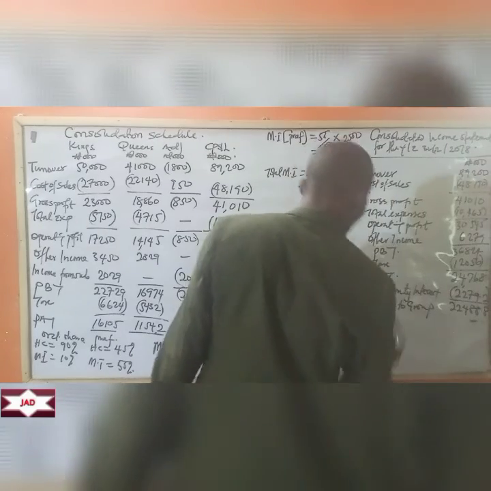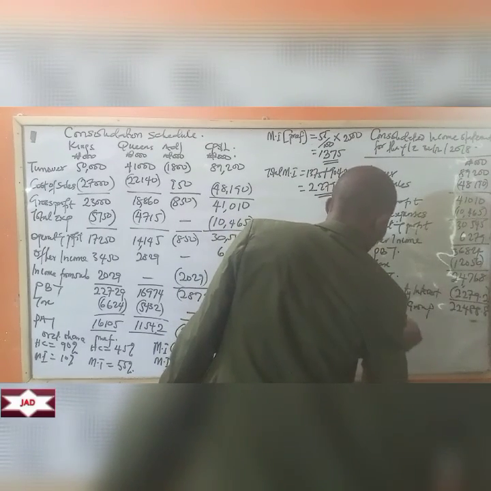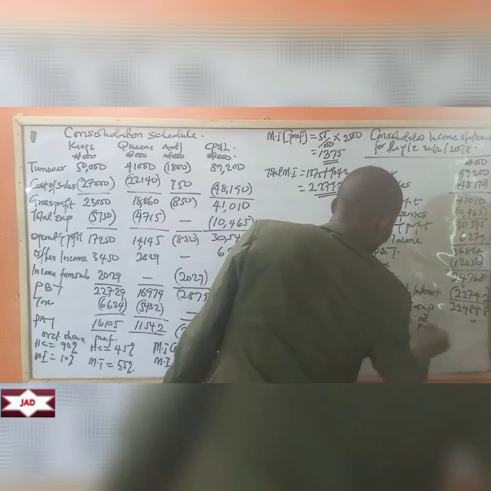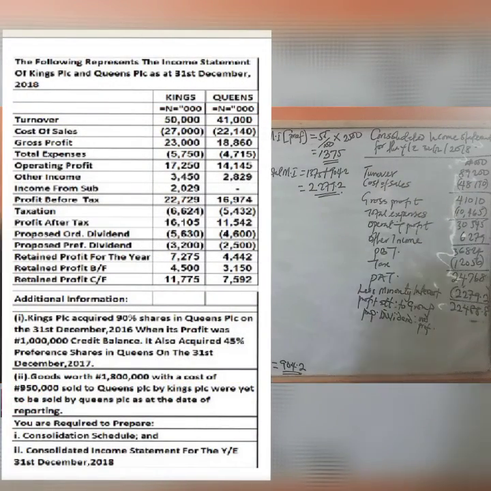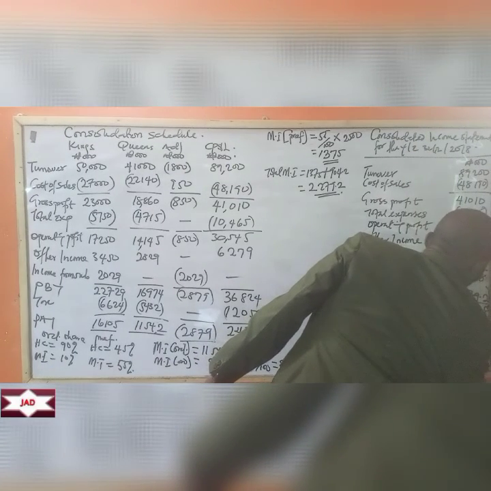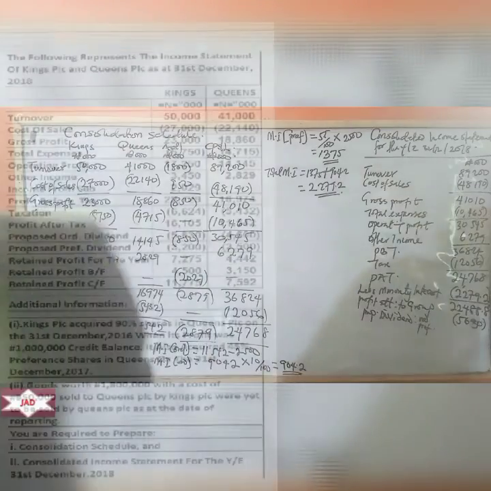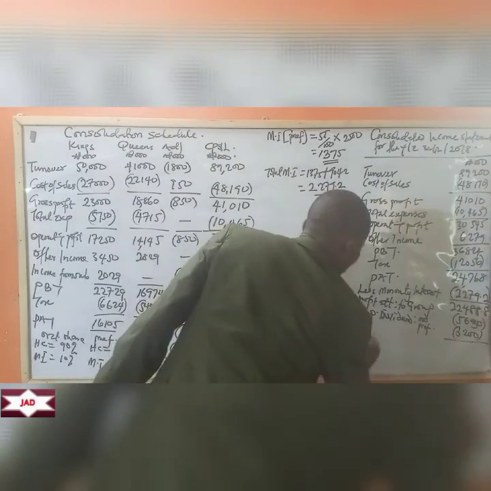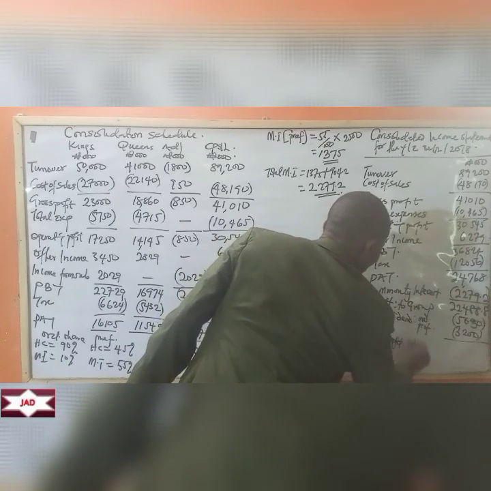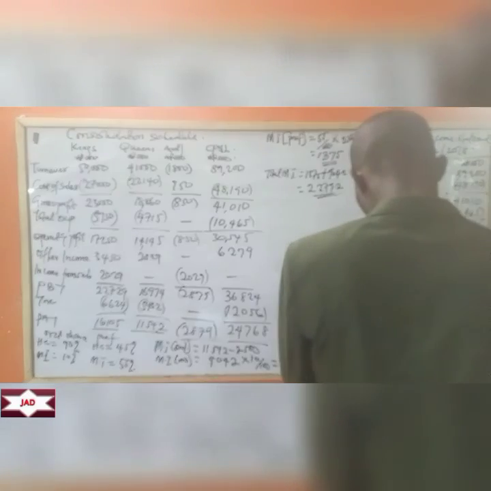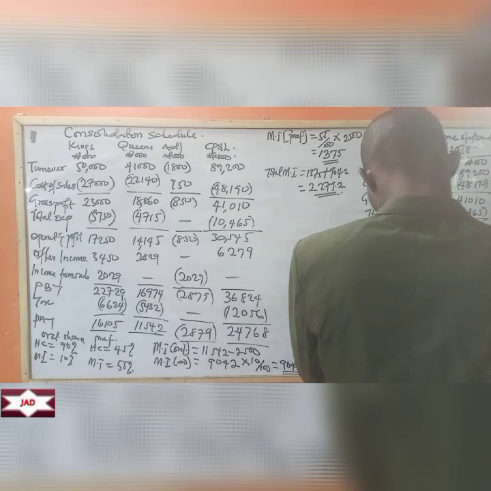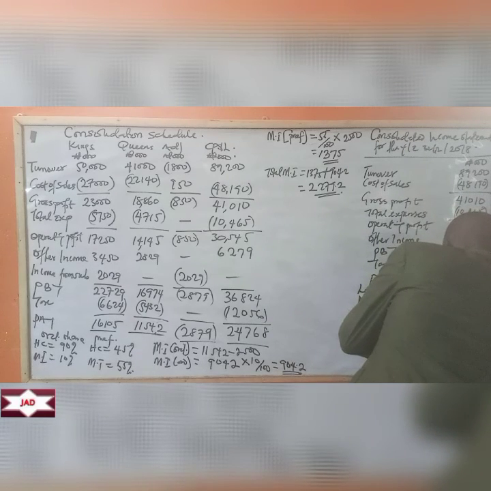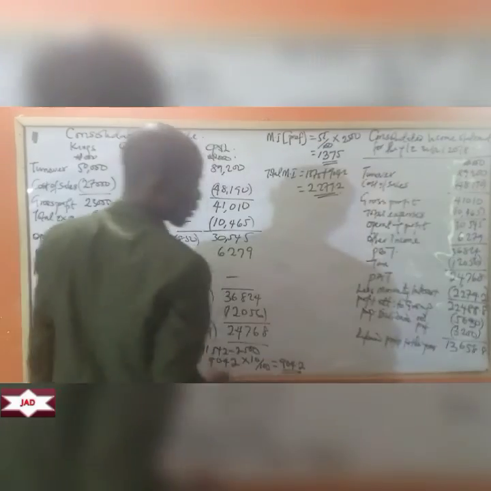So at this level, the group would take out proposed dividend. So we have two. We have ordinary, then we have preference. What's ordinary dividend from the group perspective? 5,630. Then what's preference dividend? 3,200. So this is what? Retained profits for the year. What do we have? 22488.8 minus 5,630 minus 3,200. That's 13,658.8.